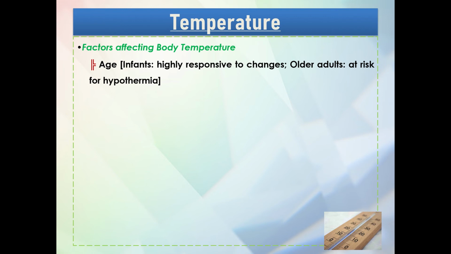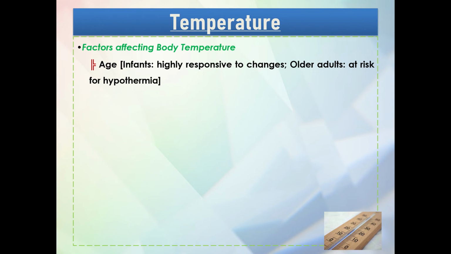Now, what are the different factors naman affecting body temperature? First is age. So for infants, they are highly responsive to changes. So depending on the environment, kung malamig, kung mainit, so they are responsive to the temperature of the environment. So definitely magva-vary yung kanilang temperature depending on the environment.